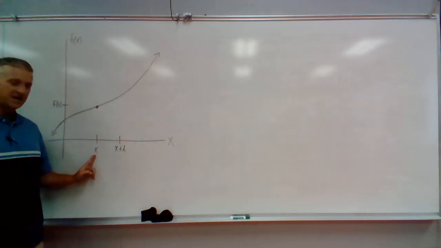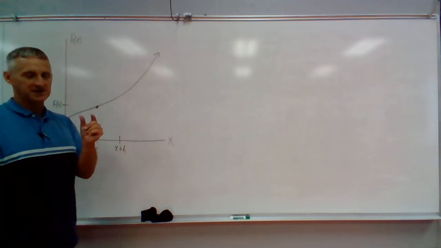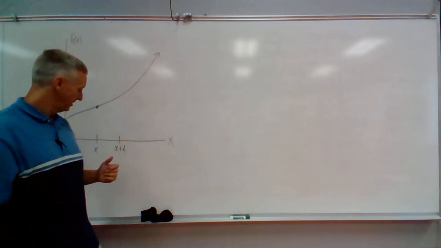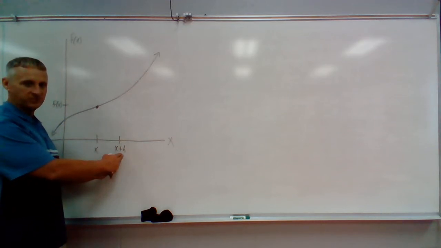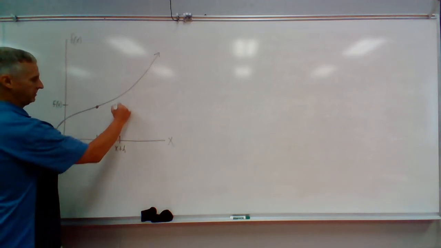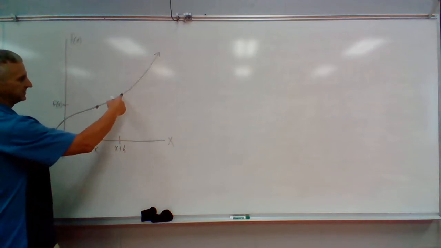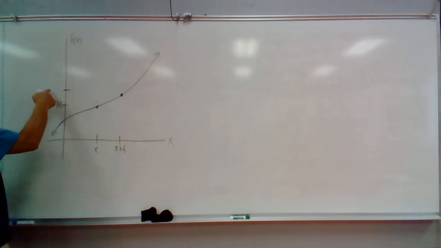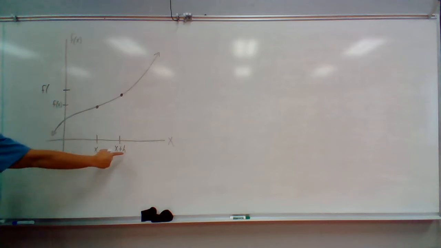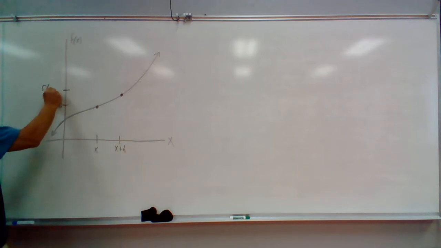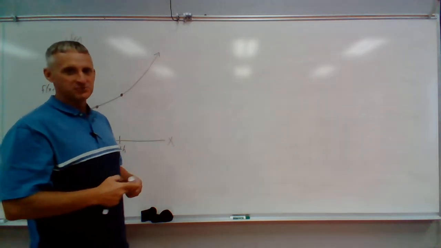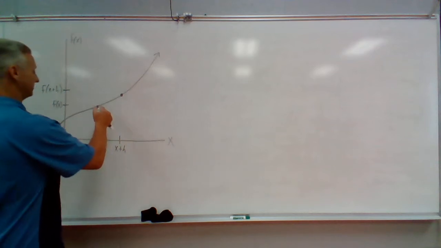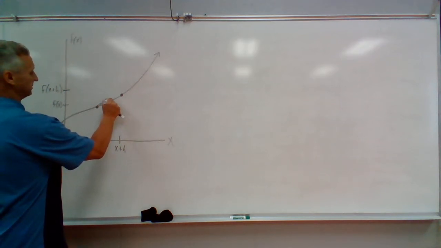So say the x was 5 and the h, a tiny little number, was 0.1. So if x was 5 and h was 0.1, this would be 5, this would be 5.1. So x plus h here. If this is x plus h, then this would be f of whatever this is. So f of x plus h. Okay. Now, as you can guess, we're going to find the slope of the secant line through those 2 points. So here's my secant line.